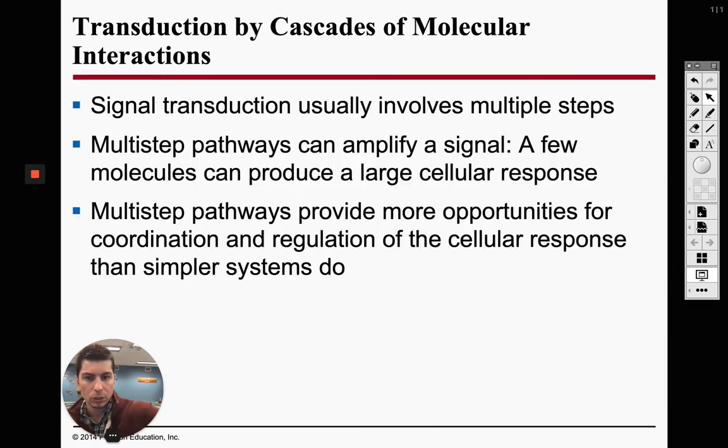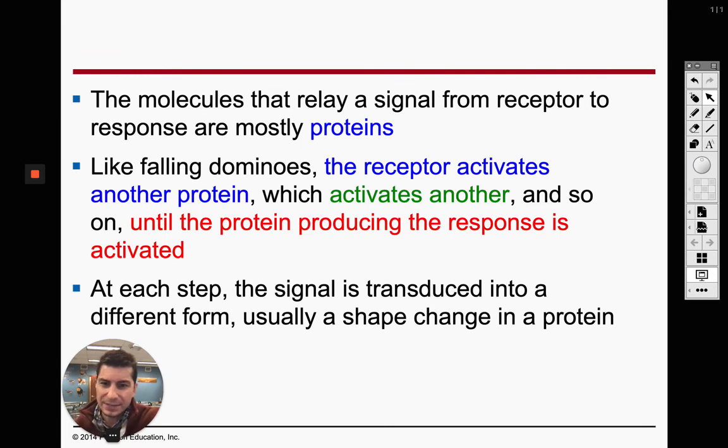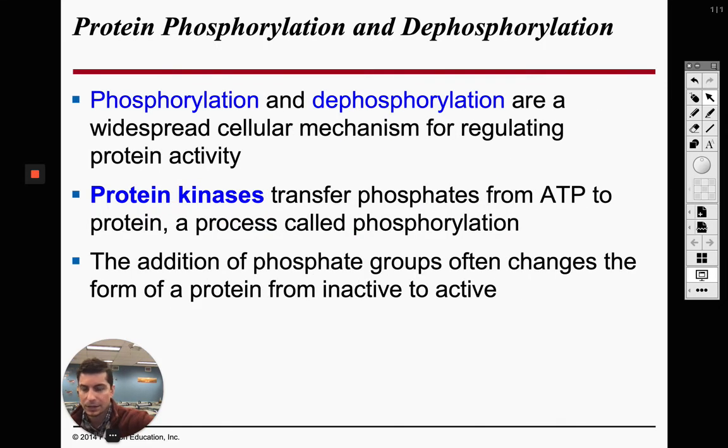All right, so we're going to go over the cascades. There are different ways we can get this response by our cells. Your book describes it as like falling dominoes. We activate a lot of different things in the cell to get some type of response. The further into the cell it is, the more things we have to activate. It just makes sense, since these things aren't going to be doing a whole lot of moving.